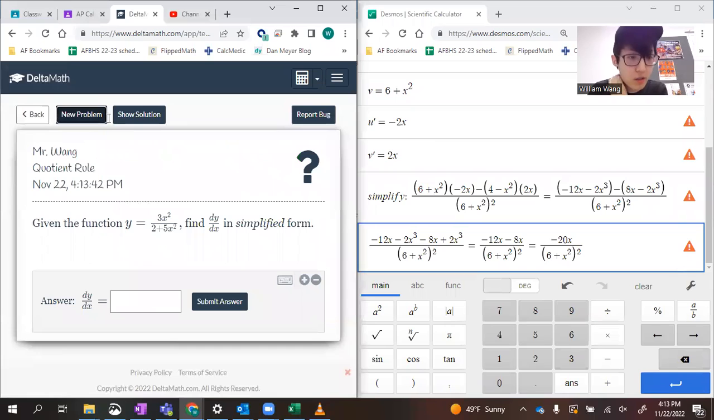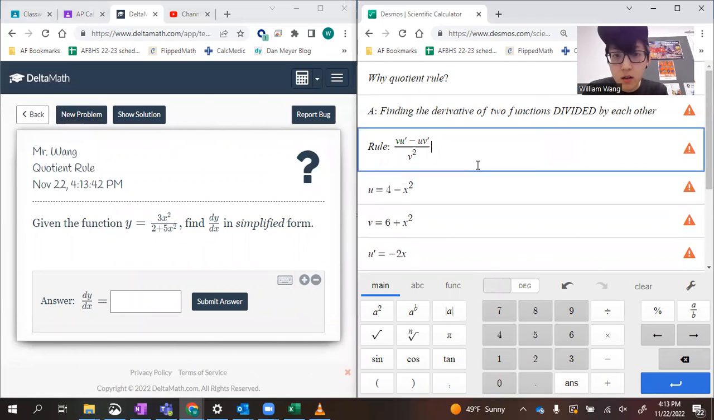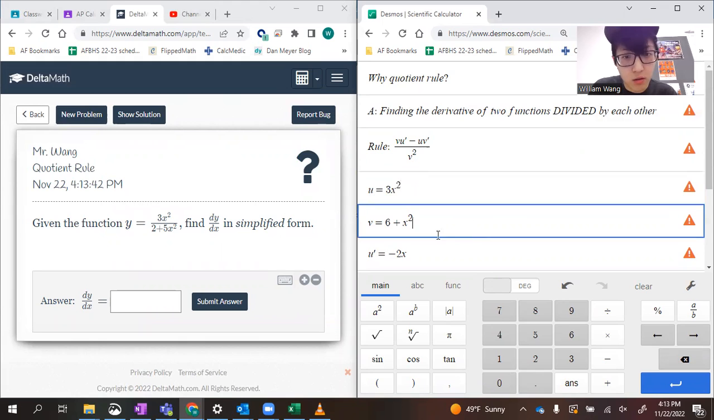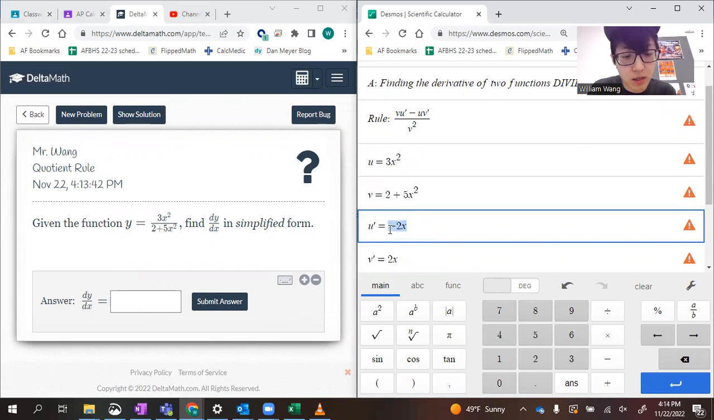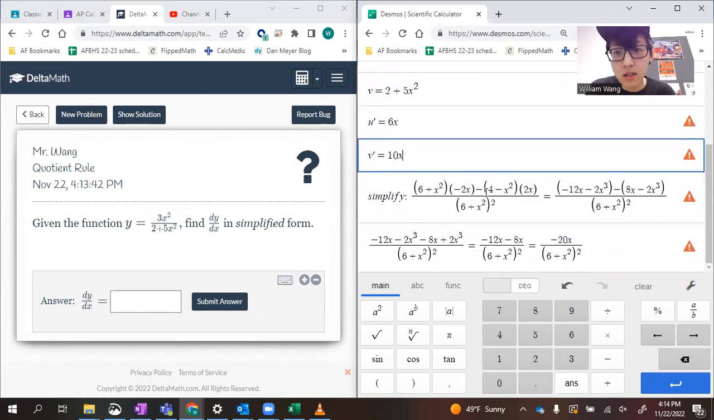I'm going to do one more of these. All right, let's try to do one more of these. And I'm going to go through this one quickly because I want to make sure we got the simplification down. So 3x squared is my u. My v is 2 plus 5x squared. My u prime is going to be 6x. My v prime is 10x.